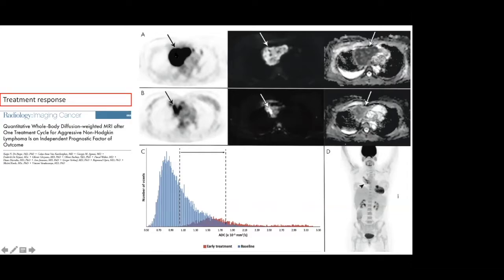So looking at this image, for instance, this is the baseline PET. The whole body MRI correlates really well. We've got this mediastinal mass, which is dark on ADC. And then after 1 cycle, we do the MRI and we see this focal hyperintensity, which is what we would delineate, not the entire mass. And that correlates with the interim PET-CT here. And if we look at the histogram, not only do we see that the mass is a lot smaller, or at least the most hyperintense bit, but ADC is increasing. And that's exactly what we saw.